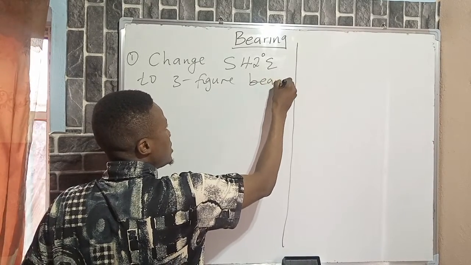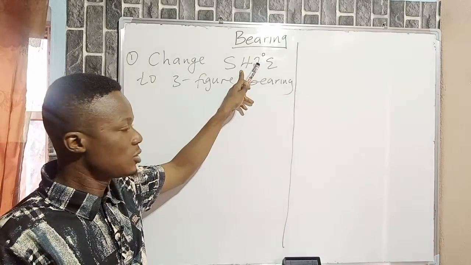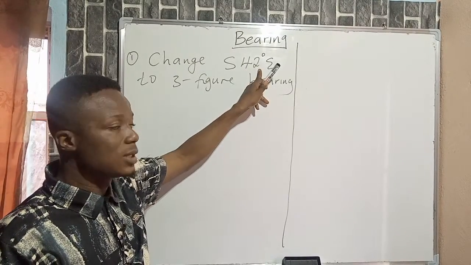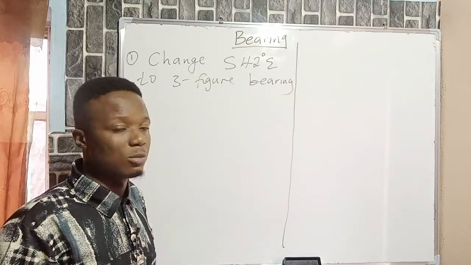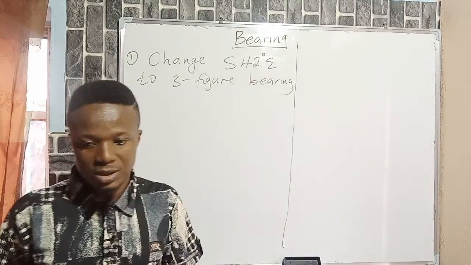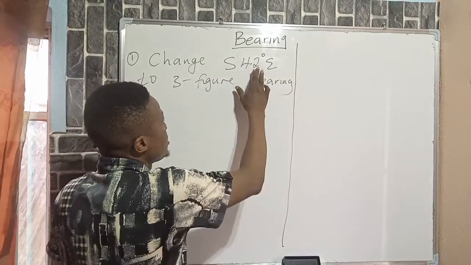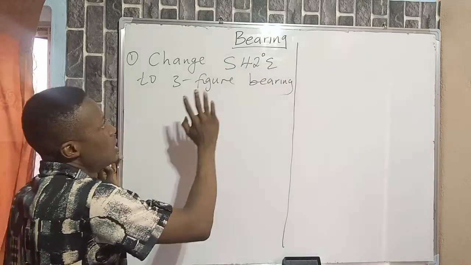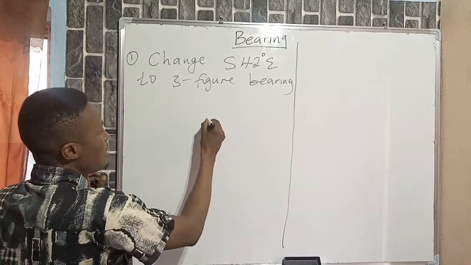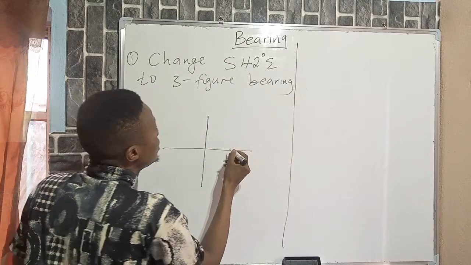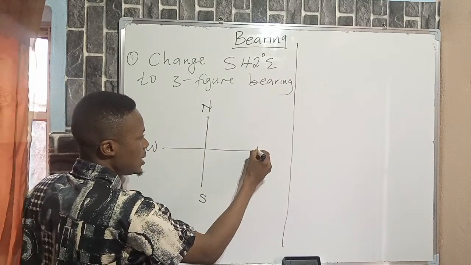If you're asked to change this to three-figure bearing, you know the way it is in compass bearing. Compass bearing makes use of the cardinal points in representation, and the angles are acute angles because they will always be less than 90 degrees. Since you have been given 42 degrees east of south, which is in compass bearing, and you're asked to move this to three-figure bearing, just draw your cardinal points. Here is the North Pole, here is the South Pole, here is the West, and here is the East.